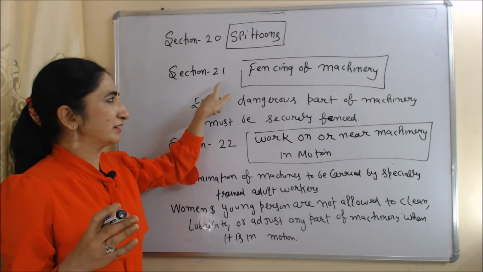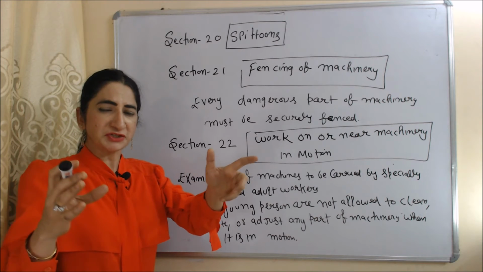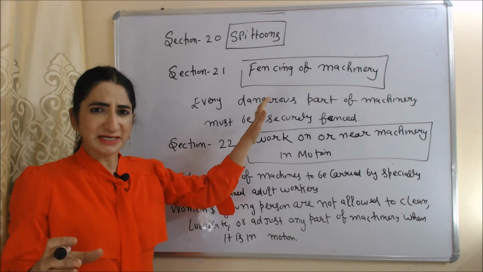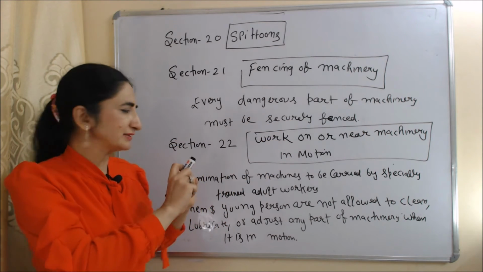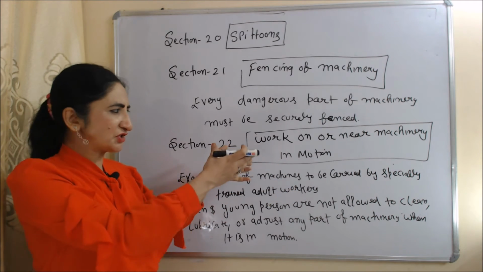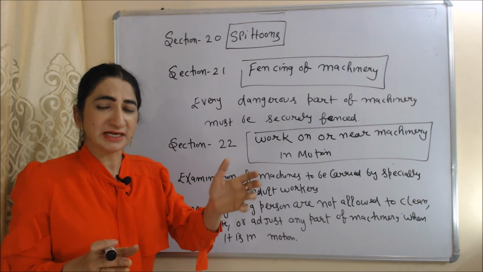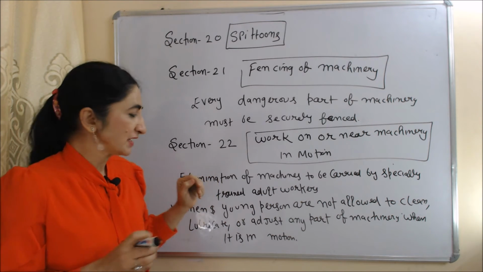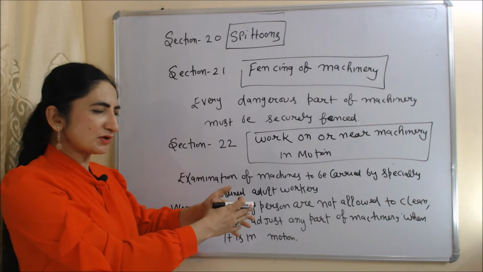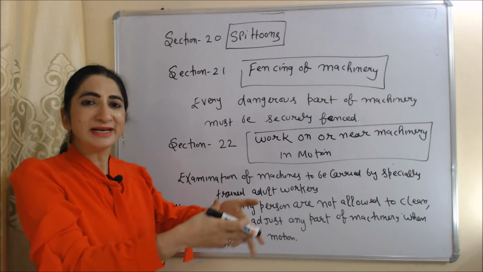Section 21, fencing of machinery. Every dangerous part of machinery should be securely fenced, and state government can make some rules regarding this. Section 22, work on or near machinery in motion. Only specially trained adult workers can do examination of machinery. Women and young persons are not allowed to clean, lubricate or adjust any part of a machine when it is in motion.